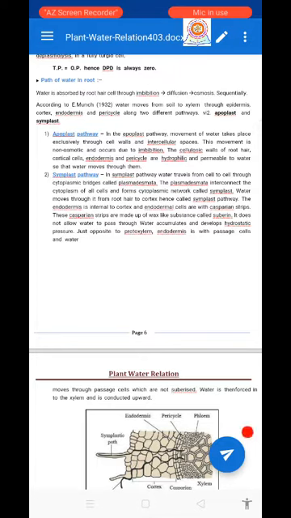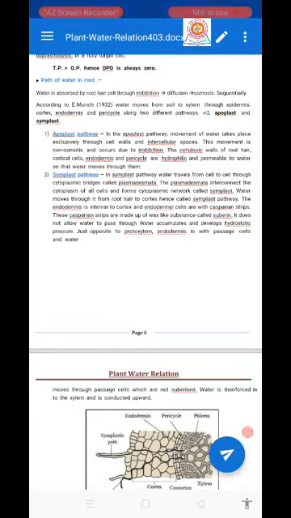The endodermis is internal to the cortex and endodermal cells have Casparian strips. These Casparian strips are made up of a wax-like substance called suberin. It does not allow water to pass through. Water accumulates and develops hydrostatic pressure.